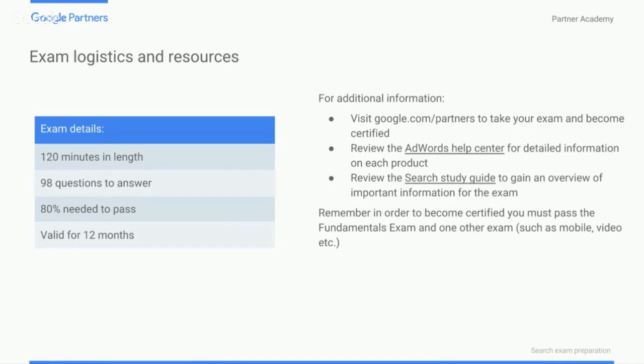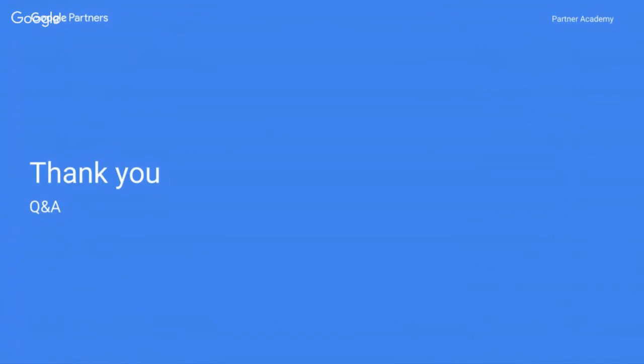And the exam itself, you have 120 minutes to take it. There's going to be 98 questions. You need at least an 80% correct rate to pass. But once you do pass it, that certification is valid for the next year before you can take it again. And you can go to google.com/partners to take it.